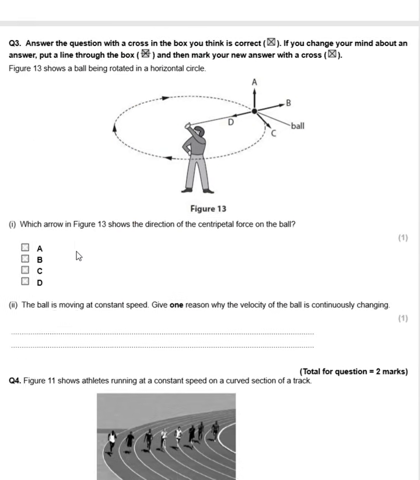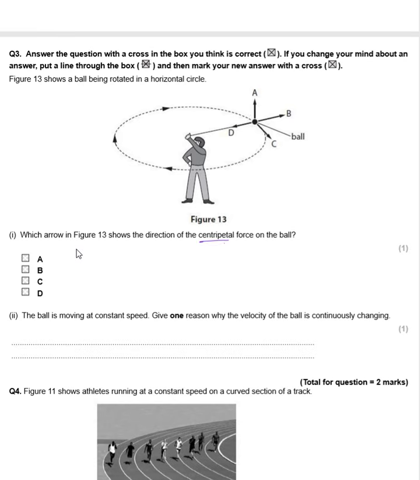Next one. Now, this is centripetal force. The word centripetal has the word center in it, so it means that it points to the center. Which of these four, 1, 2, 3, 4, point to the center? It's going to be D. D points to the center. If you got this wrong, this is the working out for that.